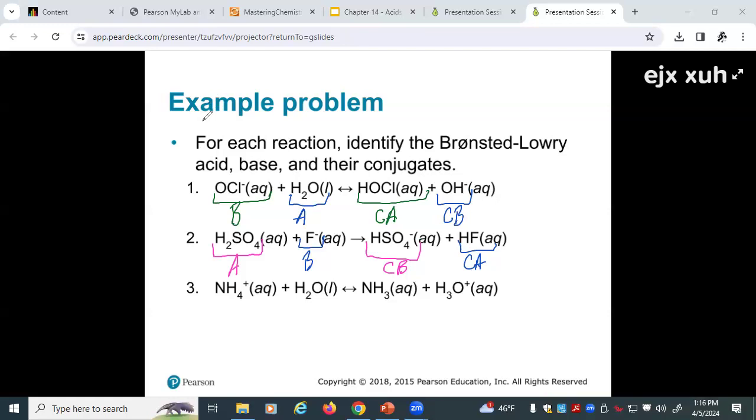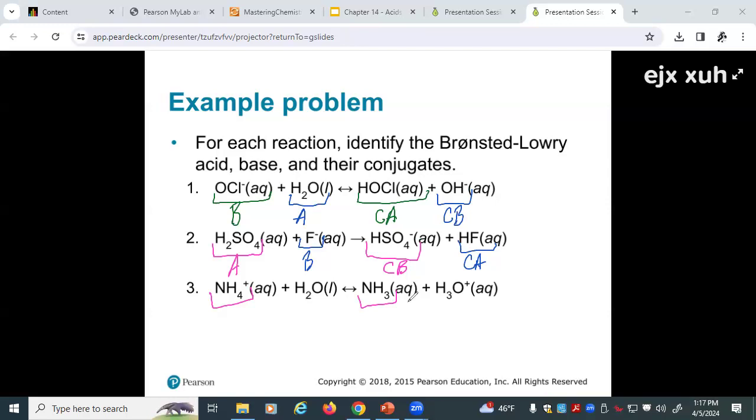Now, for this last one, it's not as easy to see because both of the reactants have hydrogen. So it becomes a matter of, well, both reactants have hydrogen. How do I know which one is the acid and which one's the base? Well, here's where it helps us to identify the conjugate pairs. So I can look at this and say, okay, this one contains nitrogen and this one contains nitrogen. So they're a conjugate pair. What's the difference between them?